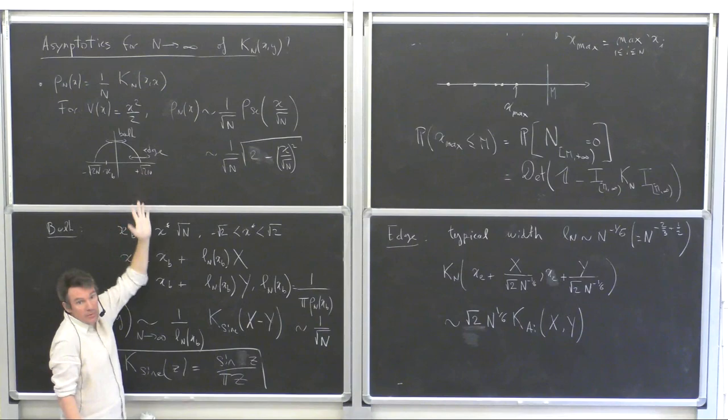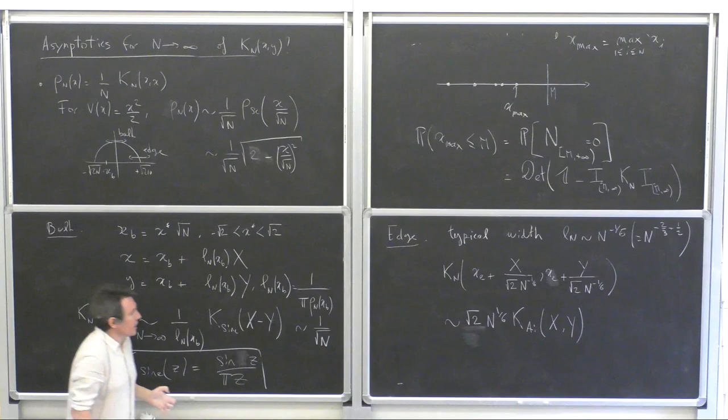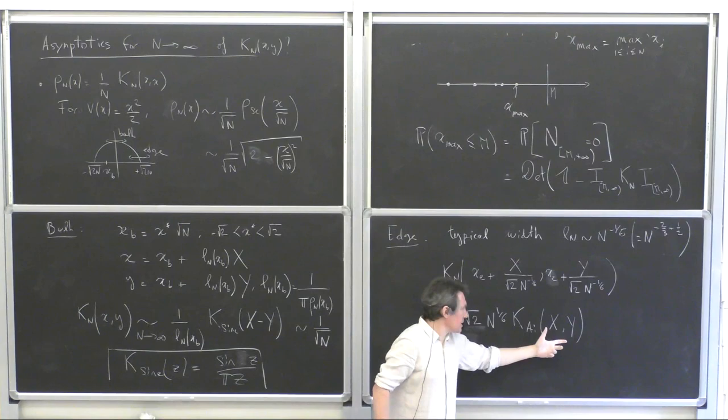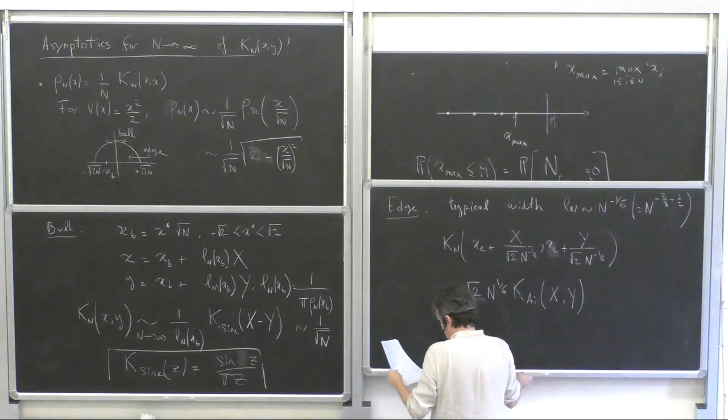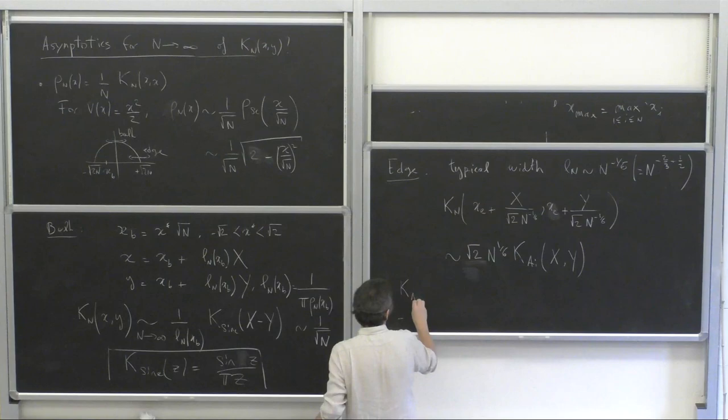Because there is one point which is singular, above which the density is very small. And therefore, this Airy kernel here does depend explicitly on both x and y, and not only on the relative distance x minus y. So translation invariance has been broken here, and this Airy kernel can be written under this form.